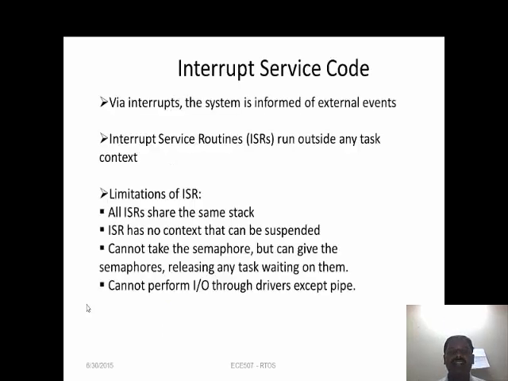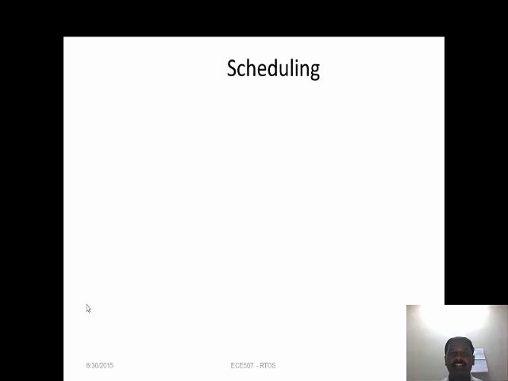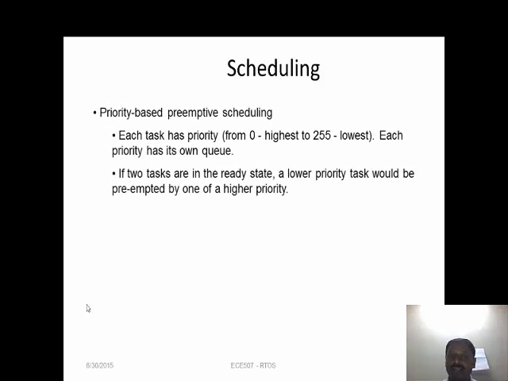And then next, let's discuss this interrupt service code later, scheduling. That's one important thing that we have to see. A scheduler, that's where the kernel really comes in. It decides. Primarily, when we have preemptive scheduling, we consider a maximum of 255 tasks executing in the system, from the priority level of 0 to the priority level of 255. Here 0 is mostly considered the higher priority task and 255 is considered the lower priority task. Each priority has its own queue functioning in the system. If two tasks are in ready state, the lower priority task would always be preempted by the higher priority task.